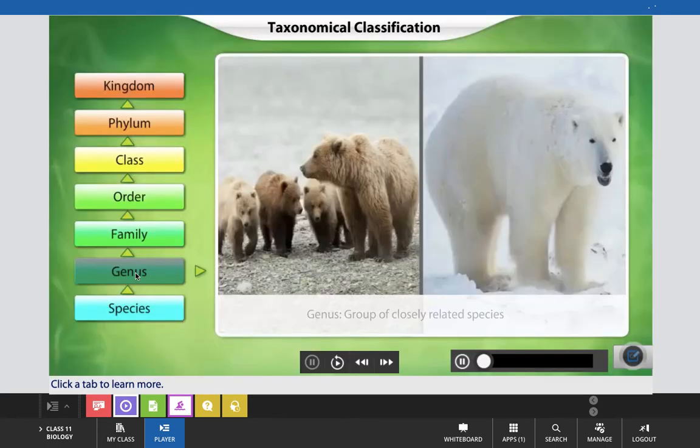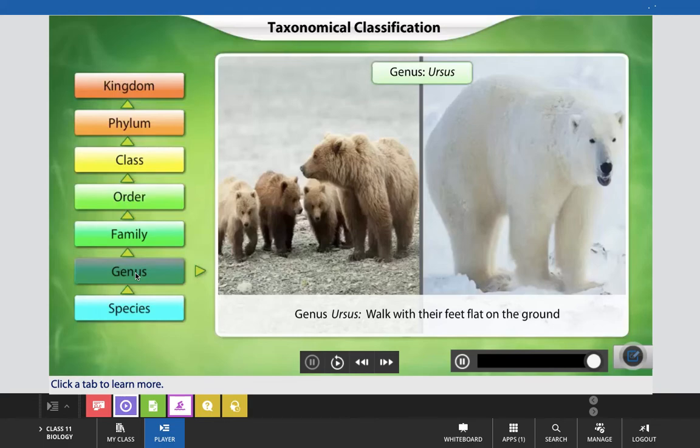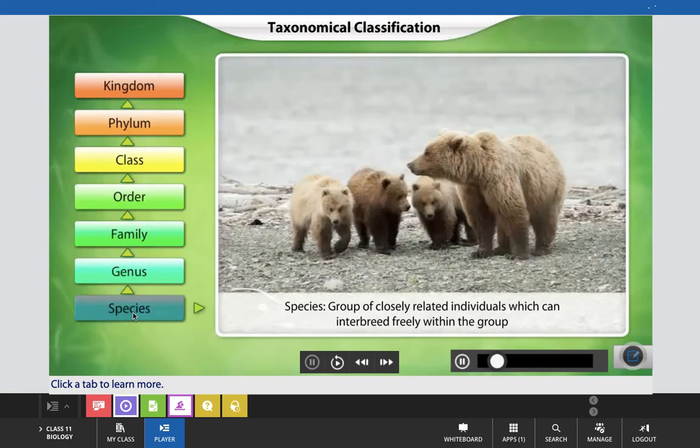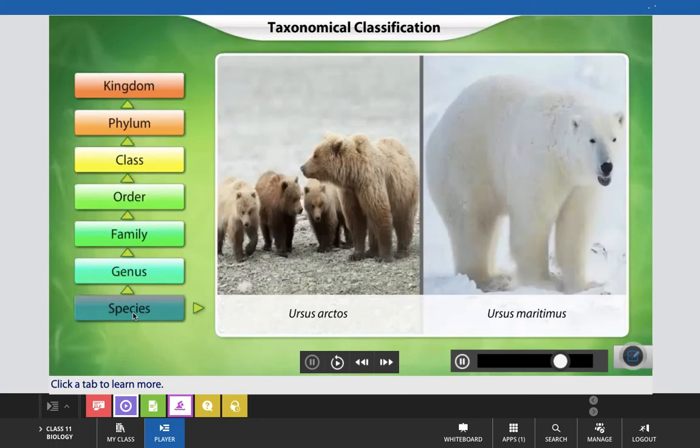And in genus, we can say that genus is a group of closely related species. For example, the grizzly bear and polar bear both belong to the genus Ursus. The common characteristic between them is that they walk with their feet flat on the ground. And in species, species is the lowest taxonomic category. It is a group of closely related individuals which can interbreed freely within the group. The individuals of 2 different species are quite distinct from each other in their appearance and behavior.